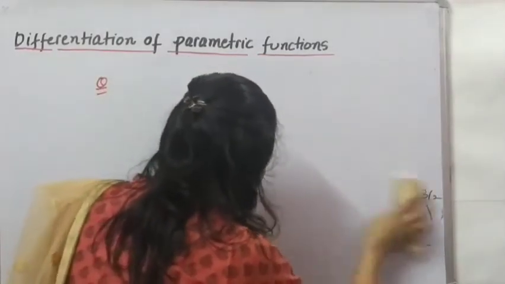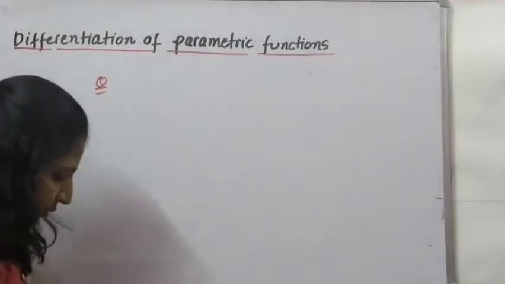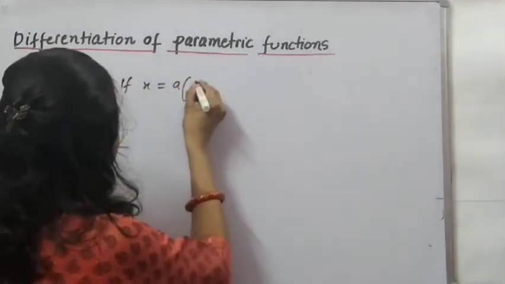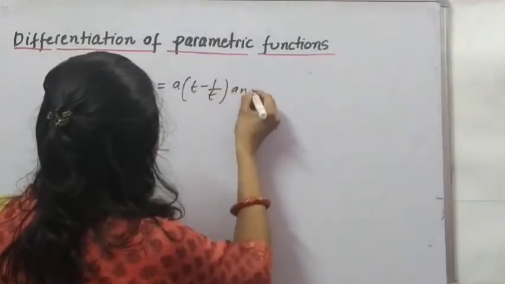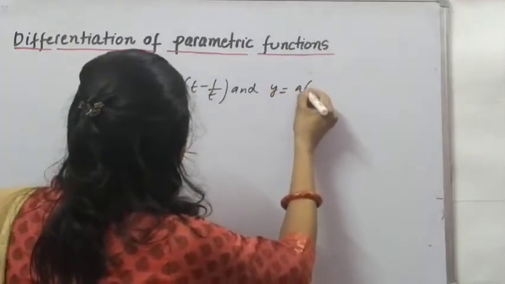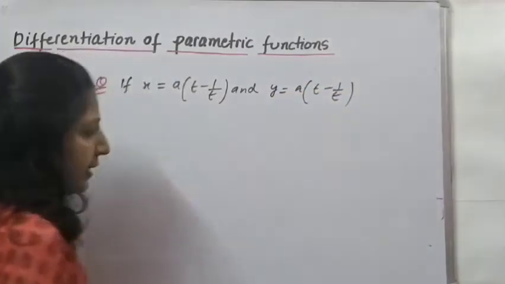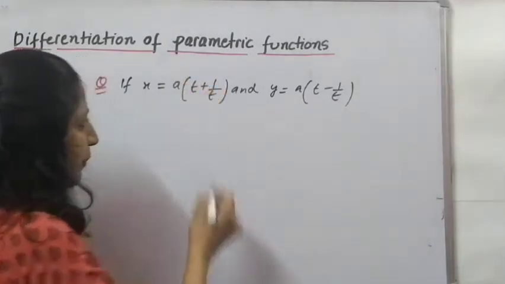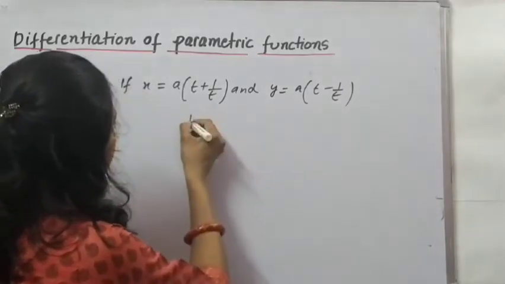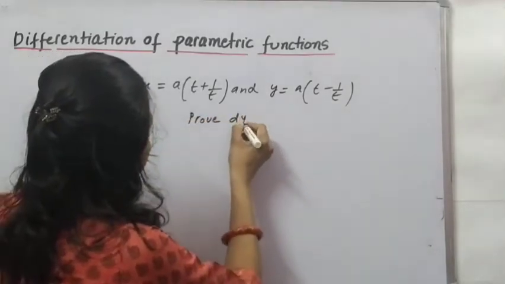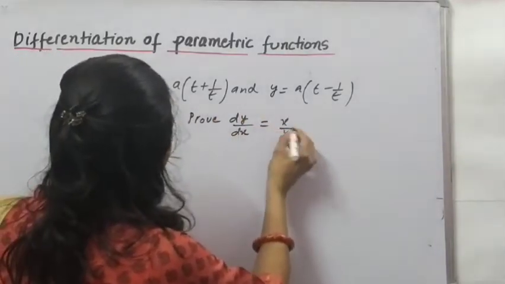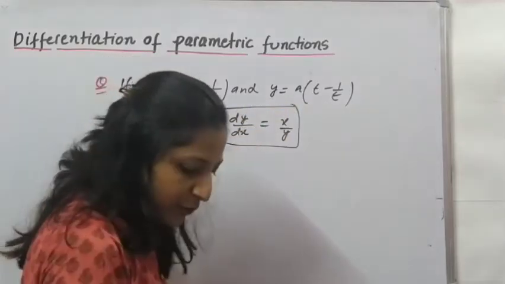So let us see what is our next question. It is given that if x is equal to a t plus 1 upon t and y is equal to a t minus 1 upon t, then we have to prove dy by dx is equal to x upon y. We have to prove dy by dx is equal to x upon y.